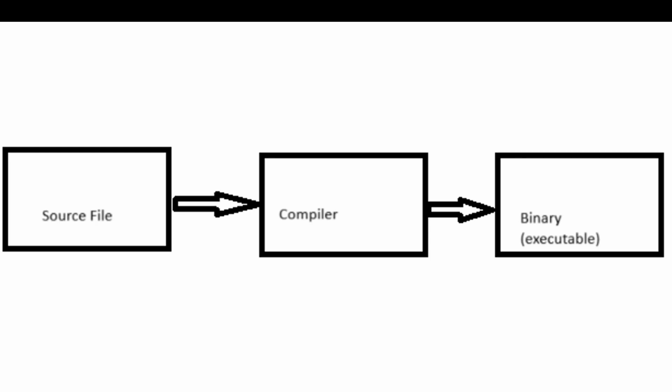So C is a compiled language, not an interpreted language, which means that you have to compile your source code into an executable. And the compiler is the ultimate authority on the language. If you define some stuff in your source file that the compiler doesn't understand, the compiler is going to yell at you, and we'll see that happen as we progress here.